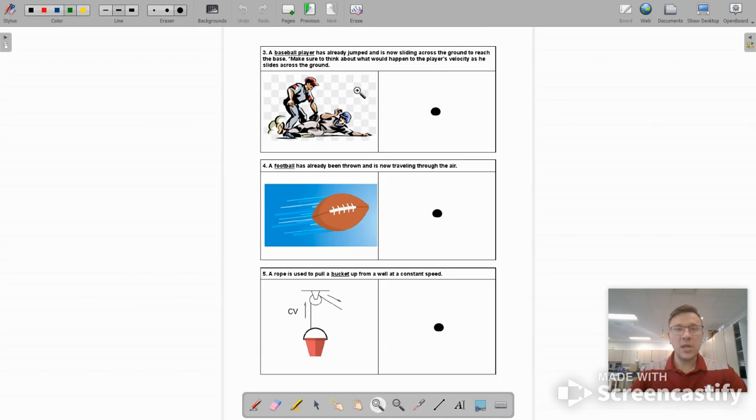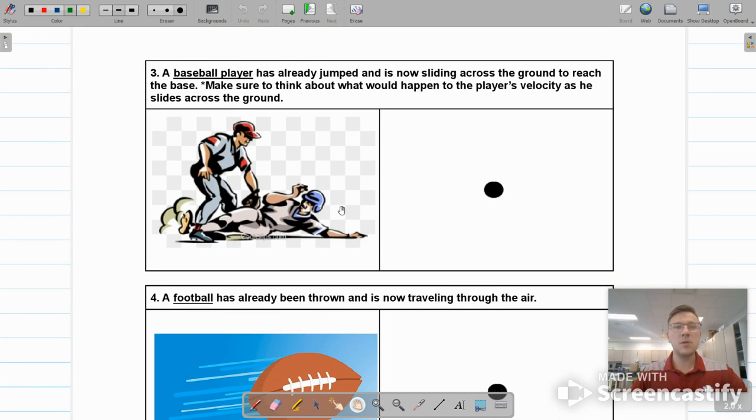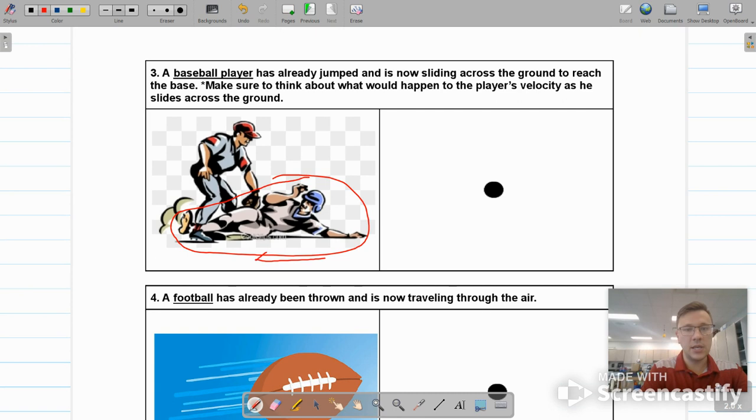Moving on to our next page here. This one, we have a baseball player that has already jumped and is now sliding across the ground to reach the base. So we are specifically talking about this guy right here, and he is sliding this direction to the left to get to the base.